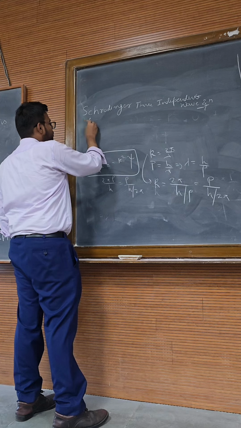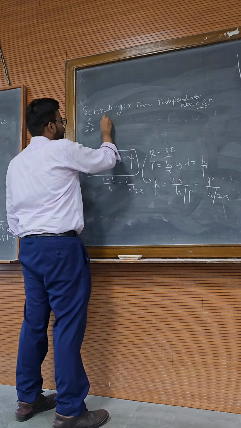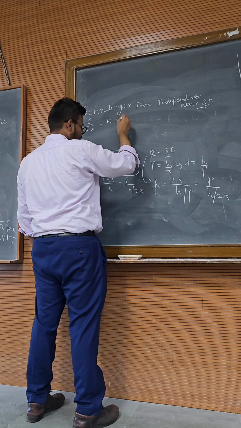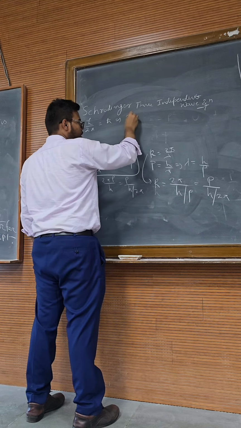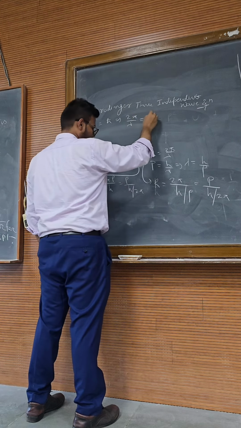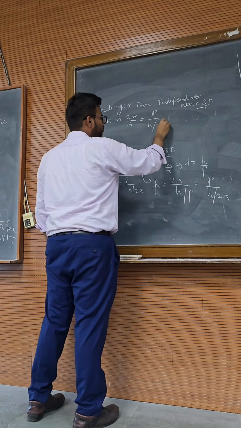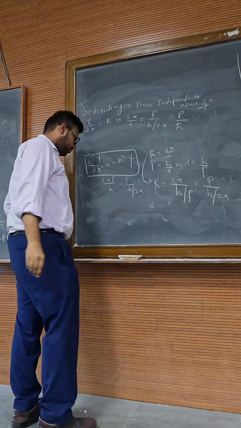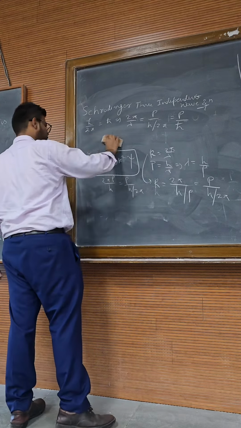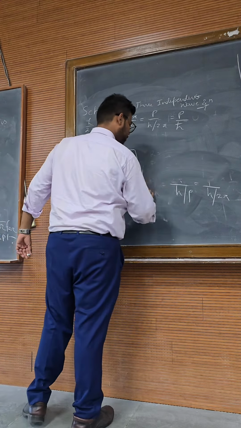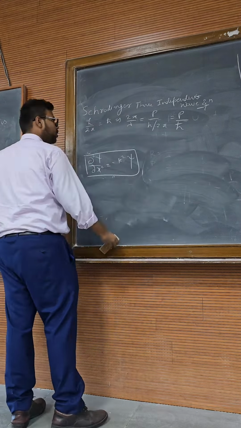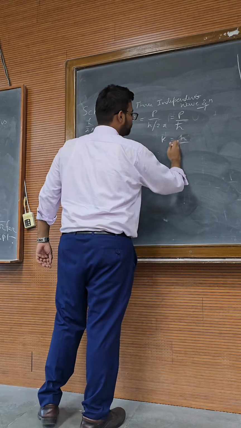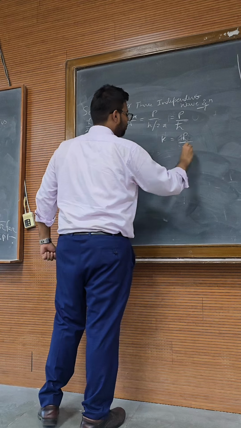And observe that h by 2 pi is equal to h cross or h bar. Okay, so we basically get that 2 pi by lambda is equal to p by h by 2 pi, which is equal to p by h cross or h bar. Okay, so basically the wave vector is equal to p by h bar, right?